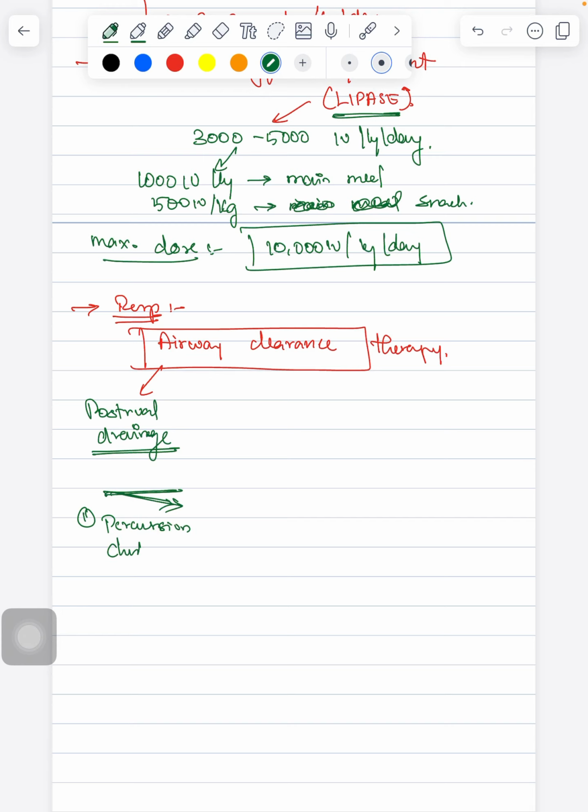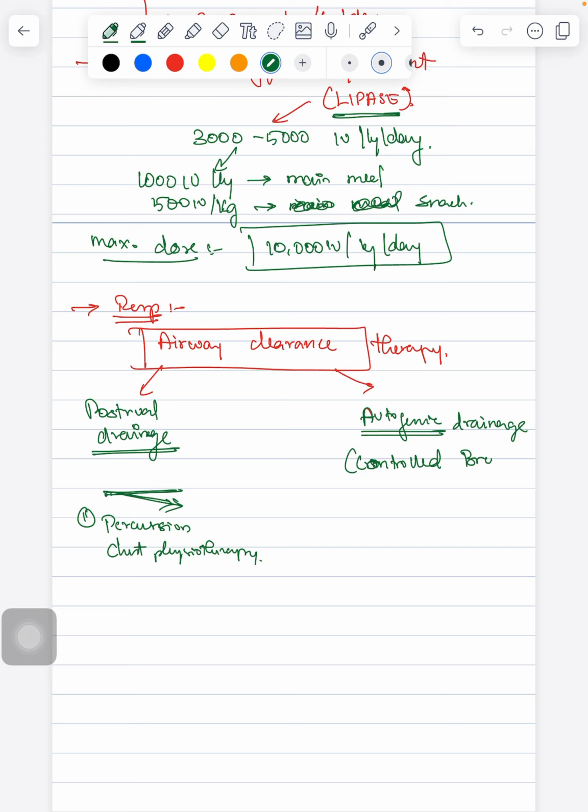Next, this can be carried out by also using your autogenic drainage. So autogenic drainage is only for your older children. So what is autogenic drainage? It is a controlled breathing technique. So you're teaching the child a controlled breathing technique to expel this mucus.